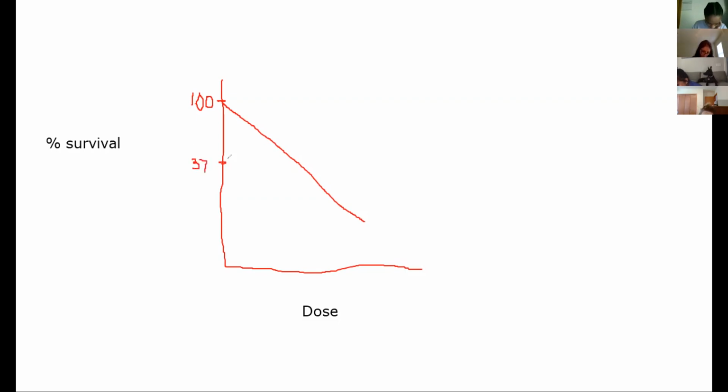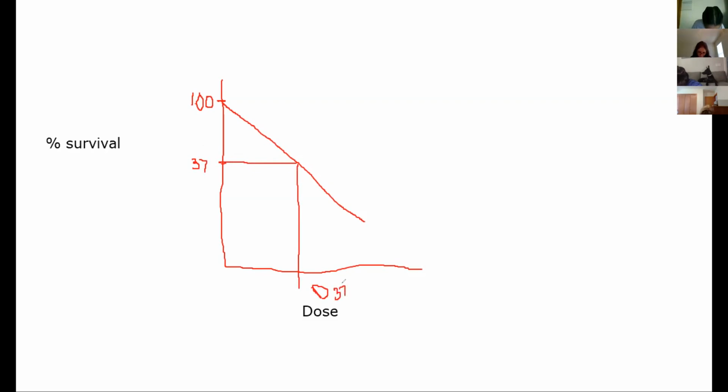Okay. At 37%, you draw a line straight across to the curve. Where it intersects the curve, you drop the line straight down. That is D sub 37. Okay.